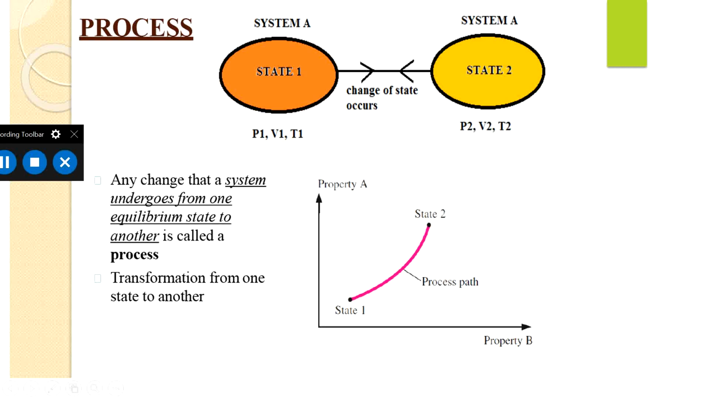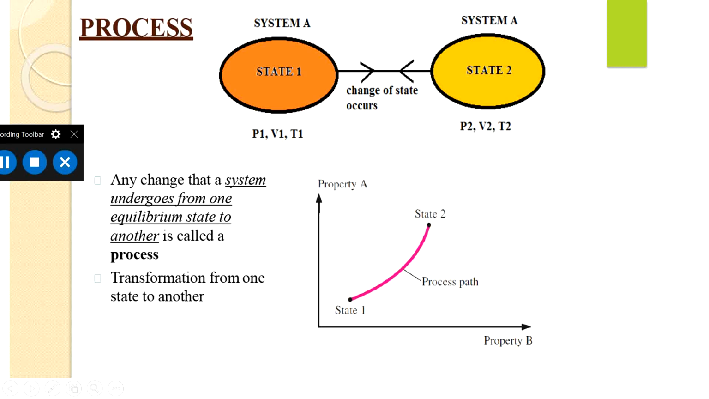So we can see it in this graph, with x-axis property B and y-axis property A. This is state 1, and some process occurs and it has a path. State 1 changes to state 2 through this path, and throughout this path there are some property changes. State 1 has a V1 and state 2 has a V2, like that. So this is known as the process path.